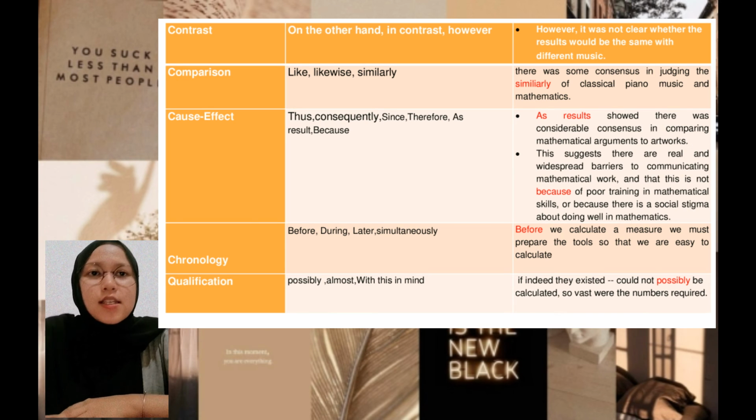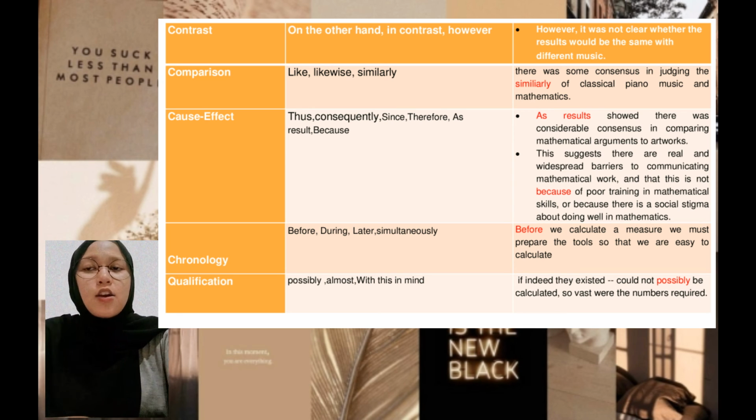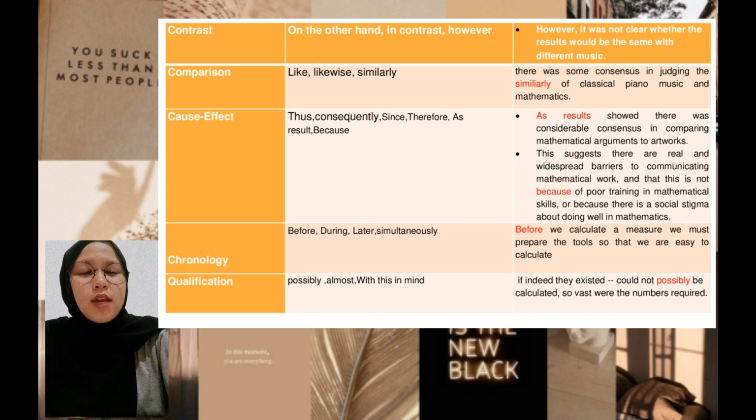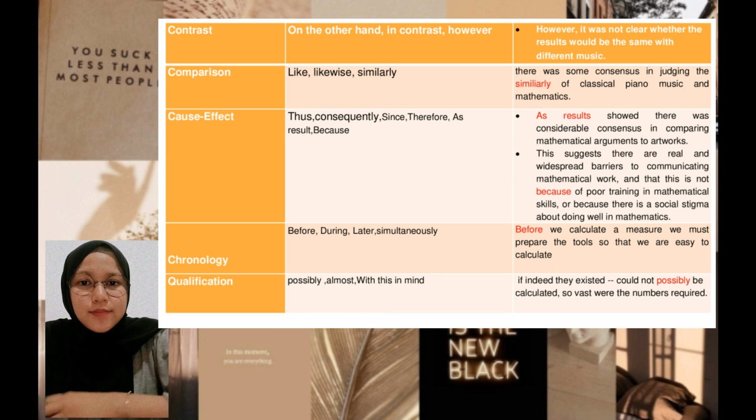The next, contrast. The example, however, it was not clear whether the results would be the same with different music. However, it's a part of the example word contrast. The sixth, comparison. The example, there was some consensus in judging the similarity of classical piano music and mathematics. Similarly is a part of the example word of comparison transition. The seventh, cause effect. The example, as a result, so there was considerable consensus in comparing mathematical argument to artworks. As a result is a part of the example word from cause effect transition.